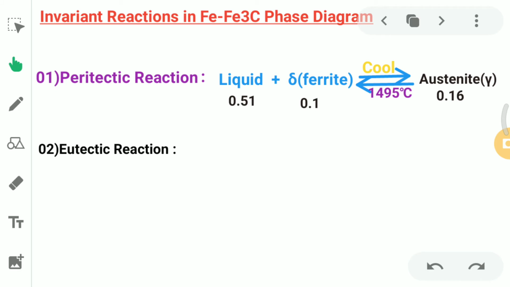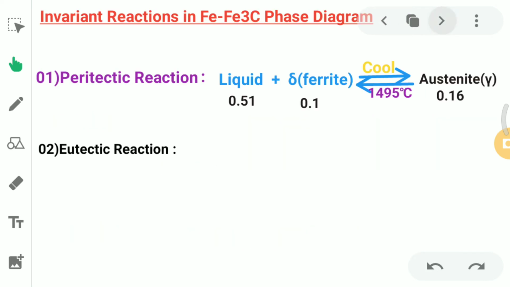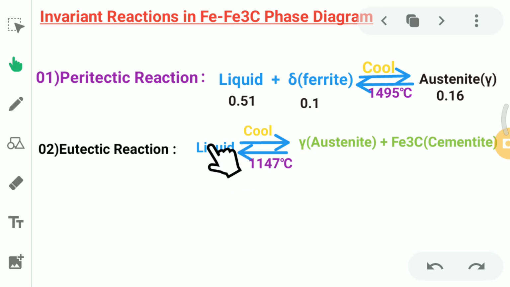Coming to the second, the eutectic reaction. We can observe the eutectic reaction here. This is the eutectic region. Here liquid will be converted into austenite plus cementite, friends. If we cool the liquid, then we will get gamma austenite plus Fe3C cementite, friends. If we heat the austenite plus cementite, we will get liquid, friends. The carbon content is 4.3 percentage.